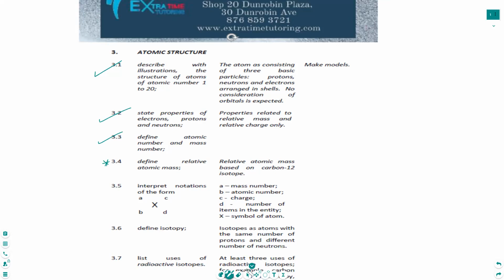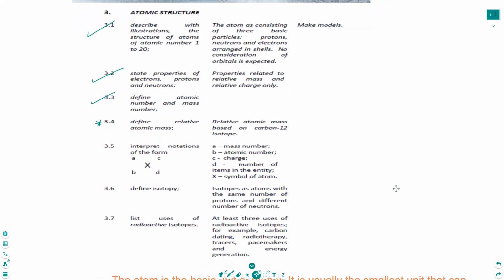So we're going to deal with what is the relative atomic mass. So we have covered this notation here, how to interpret these notations, what these symbols mean. So we are going to be looking at these 3 in our next video. We're going to be looking at defining the relative atomic mass, defining isotopy, and the list and uses of radioisotopes.